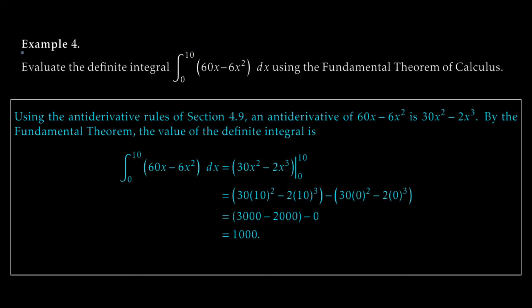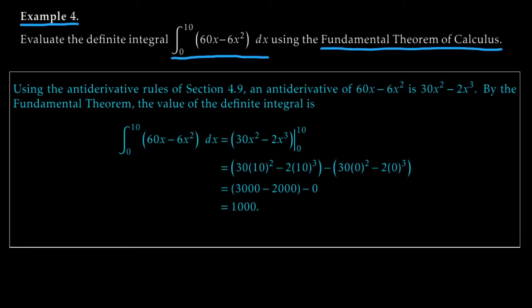So, example 4, let's evaluate the definite integral from 0 to 10 of 60x minus 6x squared dx by using the fundamental theorem of calculus. Let's evaluate this guy making use of what we just learned. First thing we're going to want to keep track of is that we need an antiderivative. If we use the antiderivative rules from section 4.9, an antiderivative of 60x minus 6x squared is 30x squared minus 2x to the third.